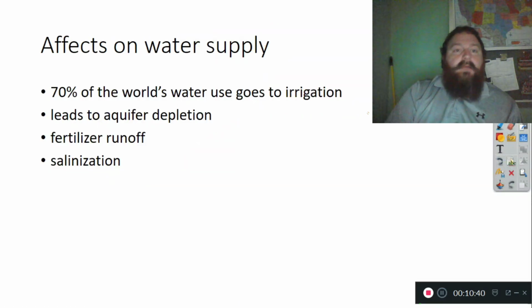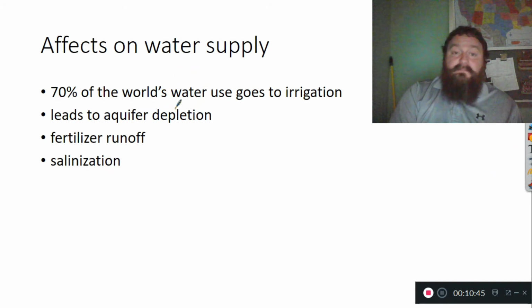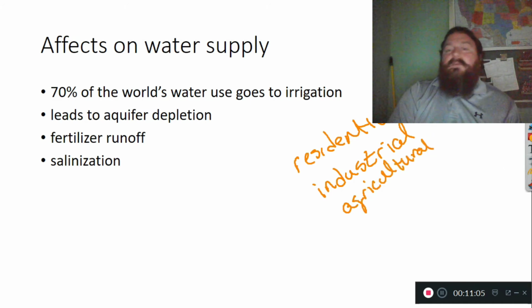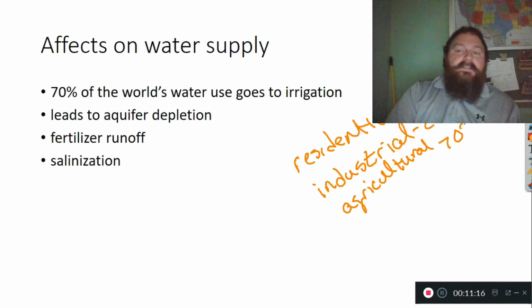All right, so again, when we look at the effects of irrigation on our water supply, it has a big impact on the amount of water we have available. We have three big consumers of the water worldwide. We have residential, industrial, and then we also have agricultural. So residential usage, again, we're looking somewhere around 10% of the total water used worldwide is residential use. Industrial is about 20%, and then agricultural is about 70%.